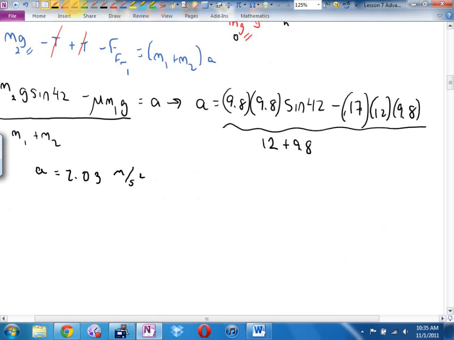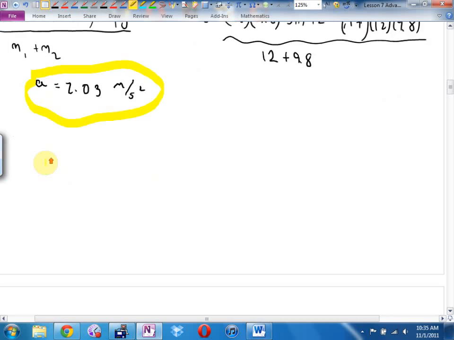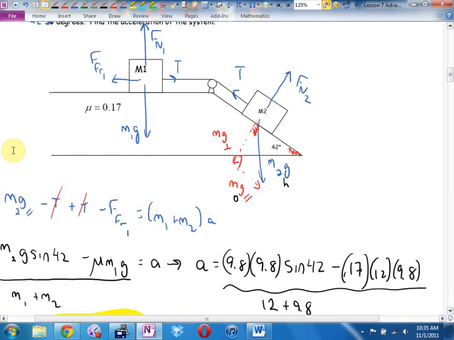Before you turn the page, find the tension. That'd be a nice part B to this question. To find the tension, how many masses are we going to look at? Just one? Which mass? Do both masses have tension on them? Then I can use either one. I'll use the one where tension is on the winner side, because it's easier to get the T by itself then. I think I'm going to use mass one.